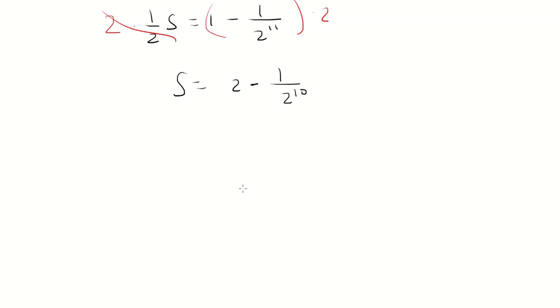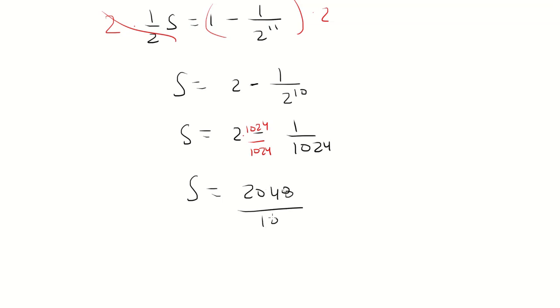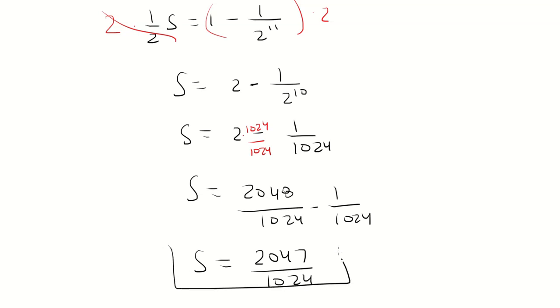And 2 to the 10th is just 1024. And if I multiply this one by 1024, which is the common denominator, we have S is equal to 2048 over 1024 minus 1 over 1024. Subtracting these, we get S is equal to 2047 over 1024. And that's going to be the sum.